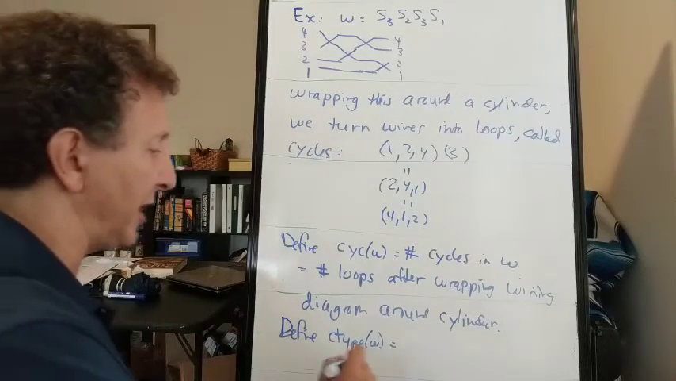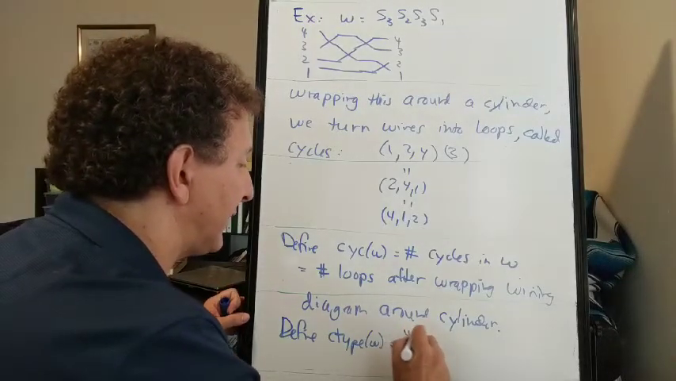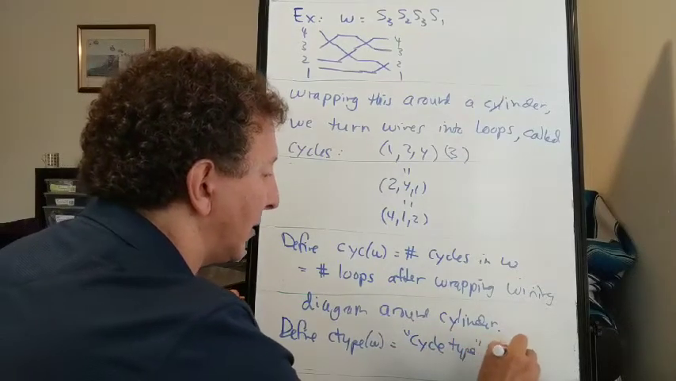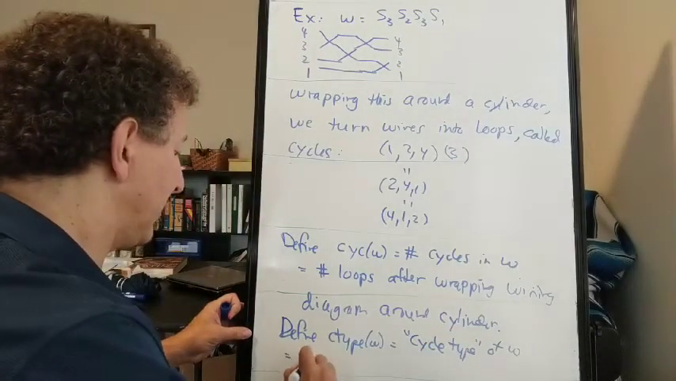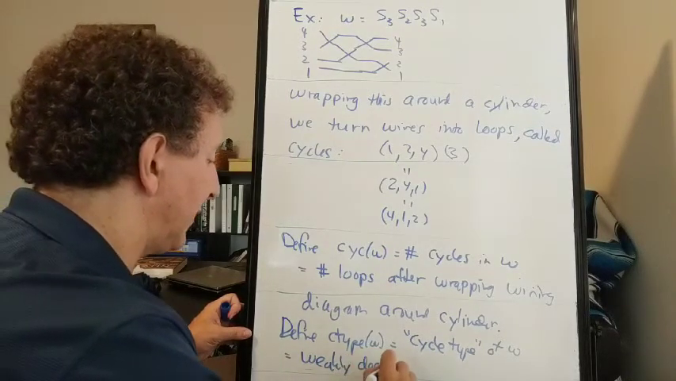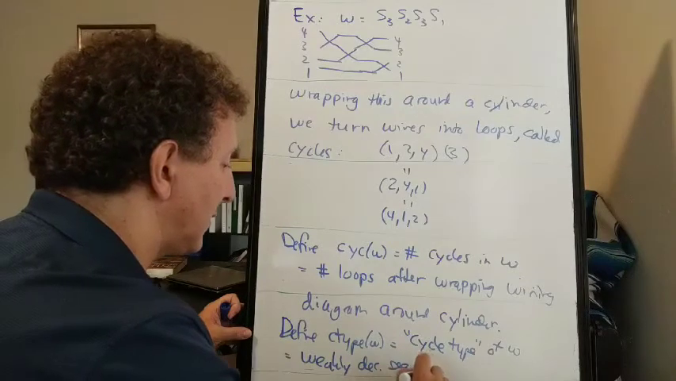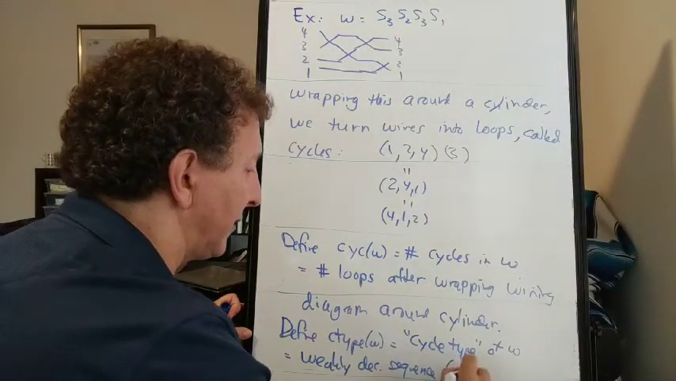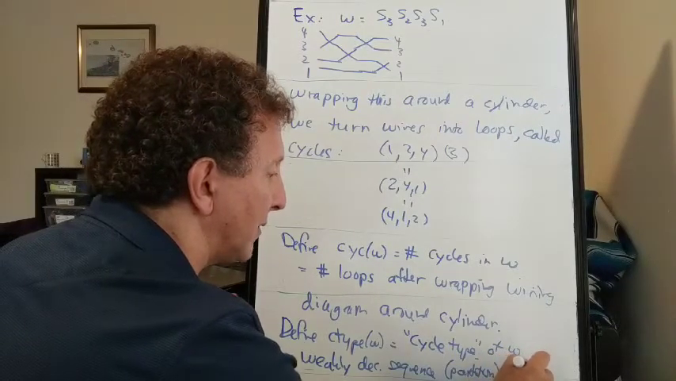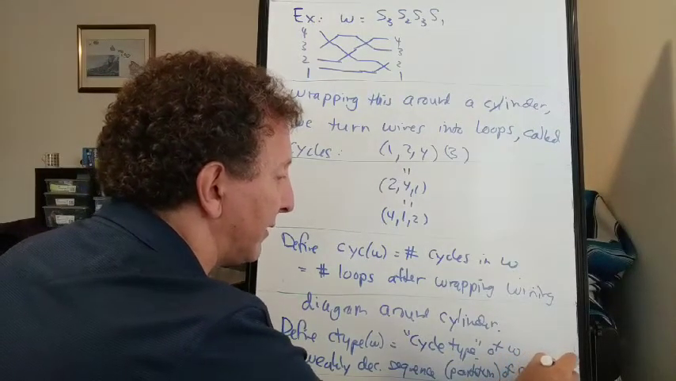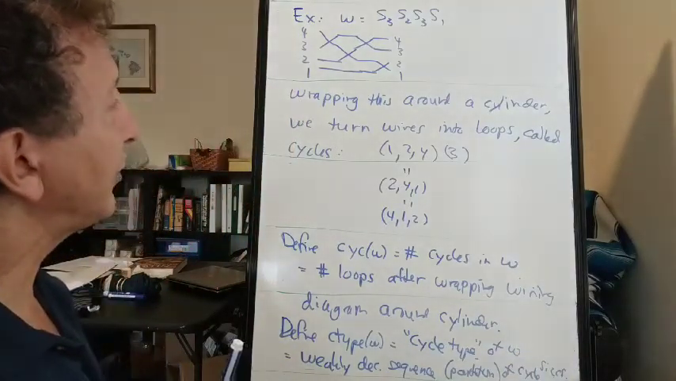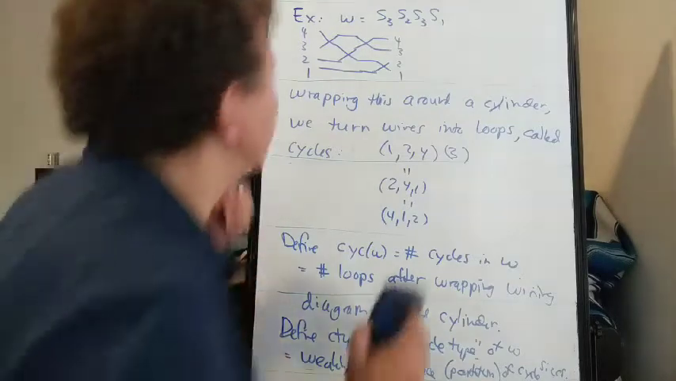So I'll write ctype(w) to mean the cycle type of w, the weakly decreasing sequence, i.e. partition, of cycle sizes. So let's do this for all the permutations in S3.